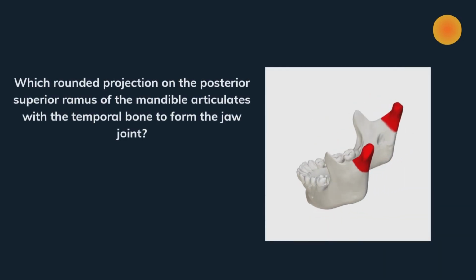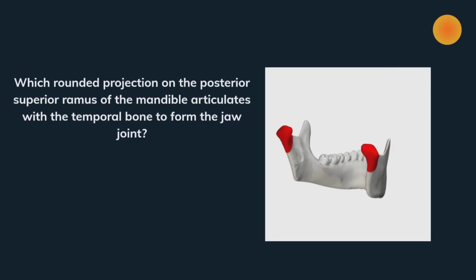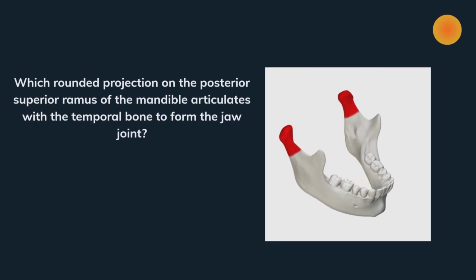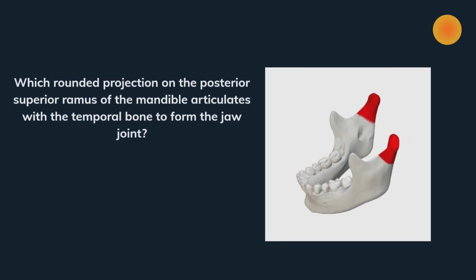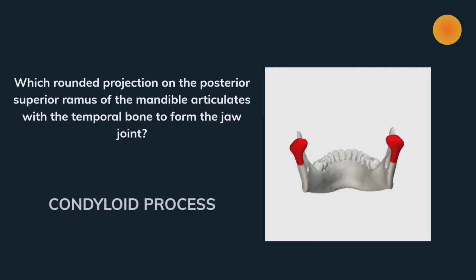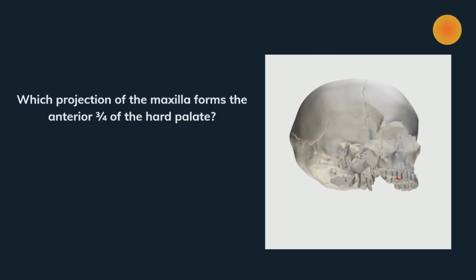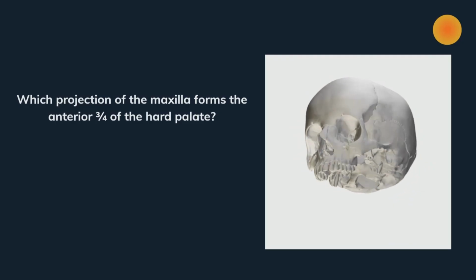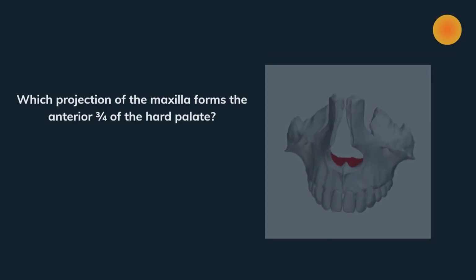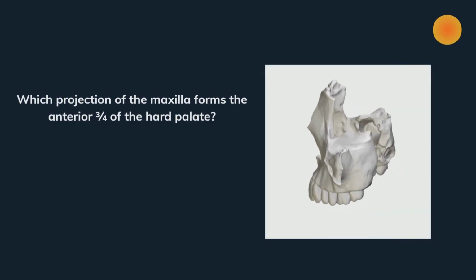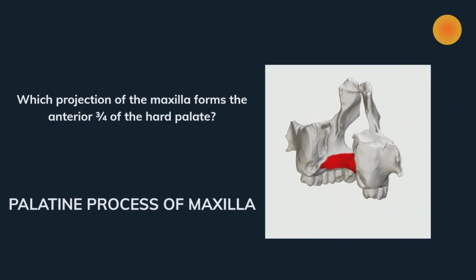Which rounded projection on the posterior superior ramus of the mandible articulates with the temporal bone to form the jaw joint? Condyloid process. Which projection of the maxilla forms the anterior three-quarters of the hard palate? Palatine process of maxilla.